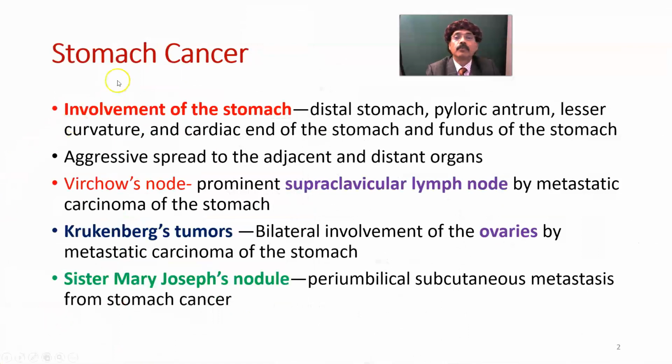So, where does stomach cancer happen? Distal stomach is the most common site, specifically pyloric antrum, lesser curvature, and cardiac end of the stomach. This happens specifically to persons who have GERD and Barrett's esophagus. And the fundus of the stomach may be affected on rare occasions.